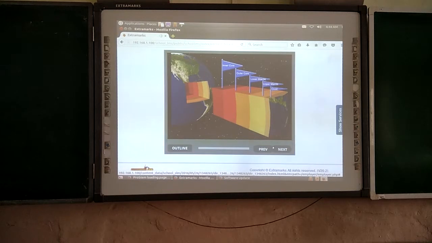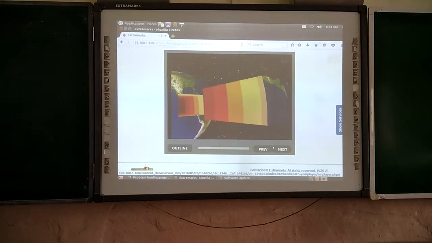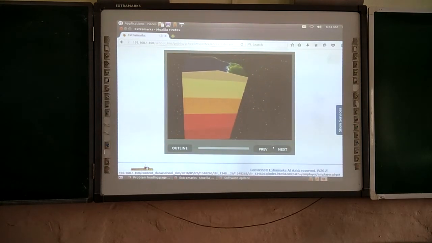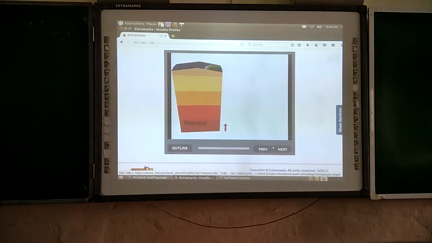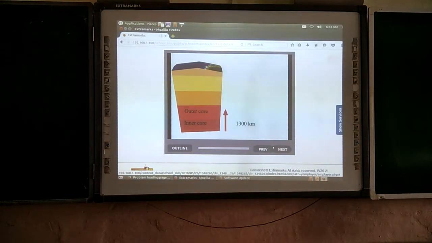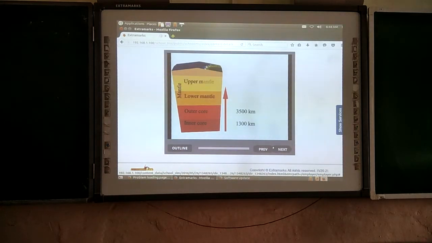Earth has a diameter of 12,756 km. Let us now learn about the depth of each layer. Starting from the innermost layer, the inner core extends up to 1300 km. The outer core extends up to 3500 km. The mantle, including both the lower and the upper mantle, extends up to 6400 km. The crust varies from 5 to 50 km in depth.